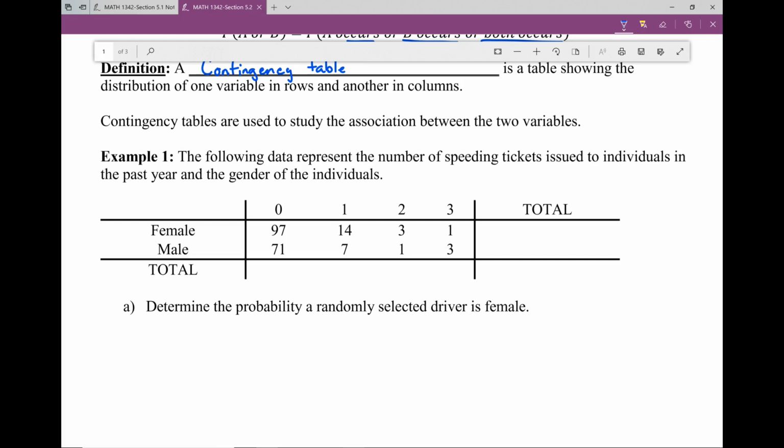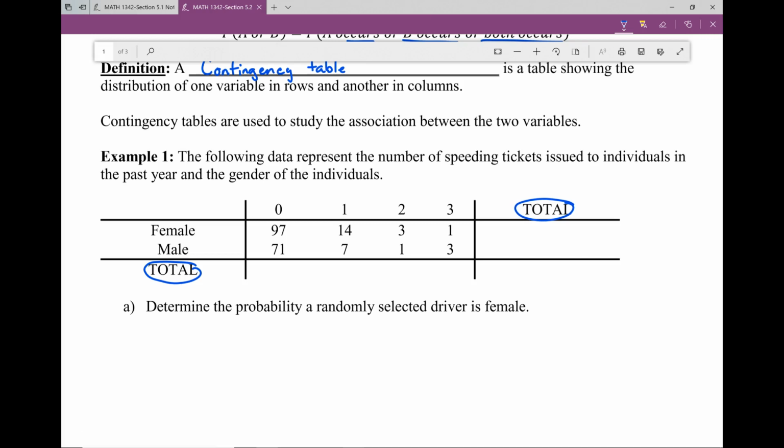So what this 97 means is that there are 97 females with 0 tickets. There are 14 females with 1 ticket, 3 females with 2 tickets, 1 female with 3 tickets. Then we go to the males. On any contingency table, if you do not already have numbers that are considered totals, you need to total up each row and each column and then find the grand total.